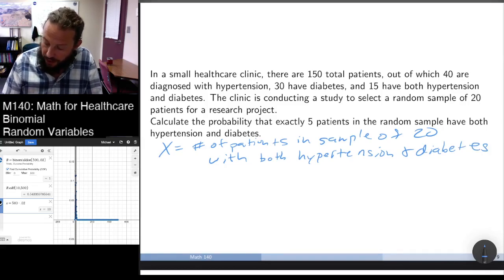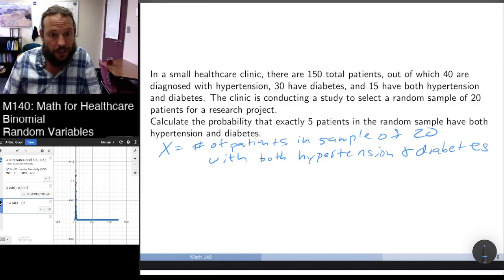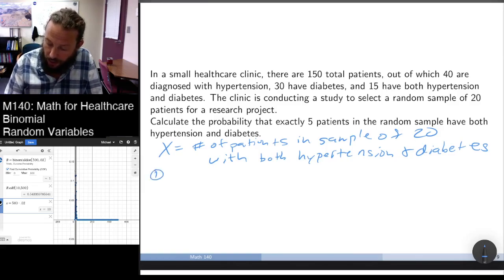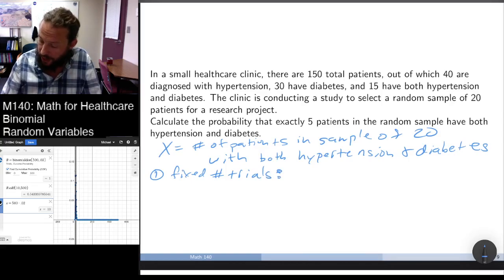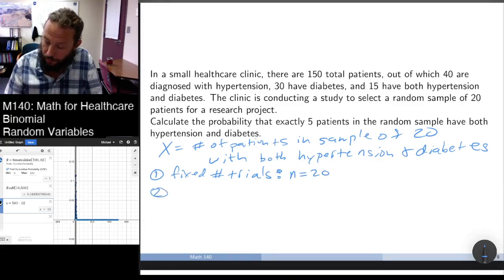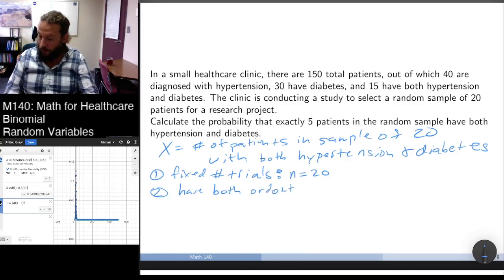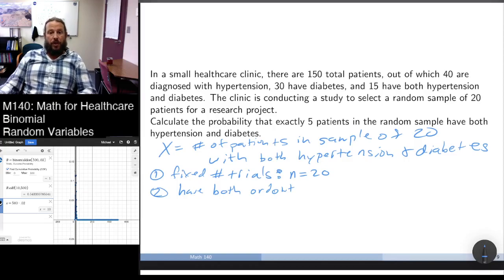Now we want to ask ourselves, is this binomial? Let's see here. One, do we have a fixed number of trials? Yes, we do. N equal to 20, the sample size. Two, two outcomes: you either have both diabetes and hypertension, or you don't have both.